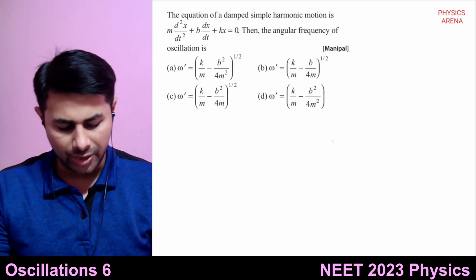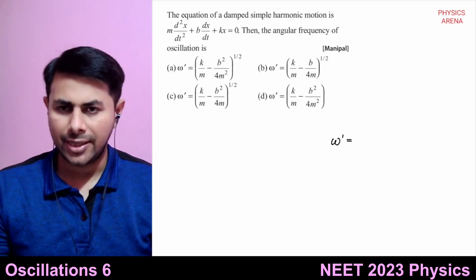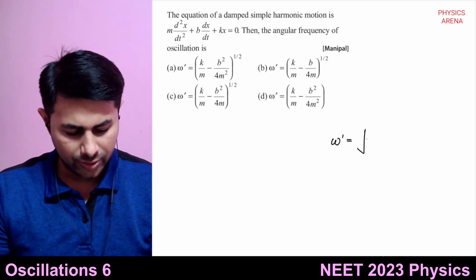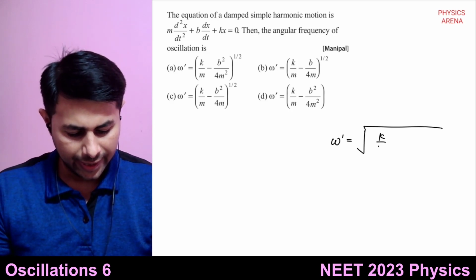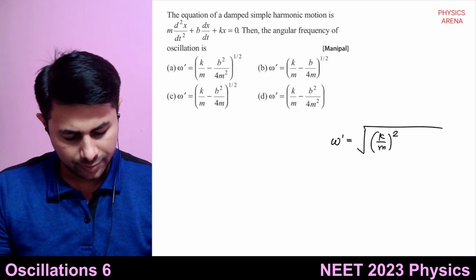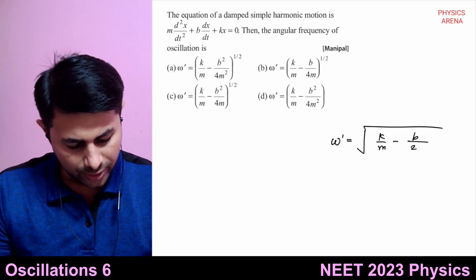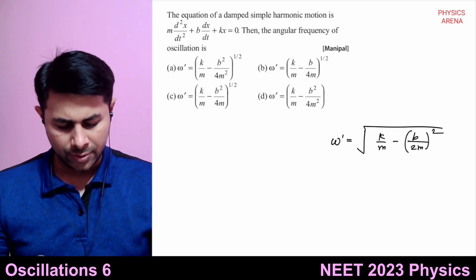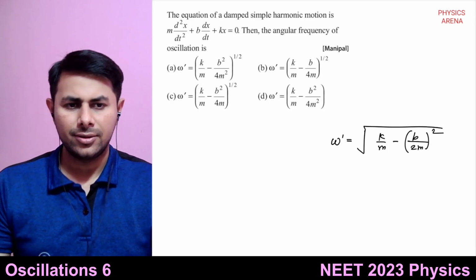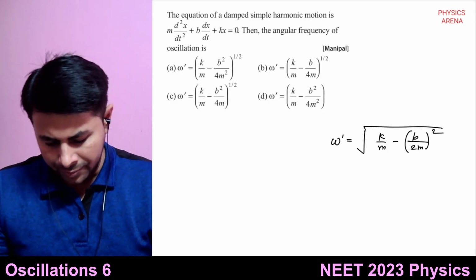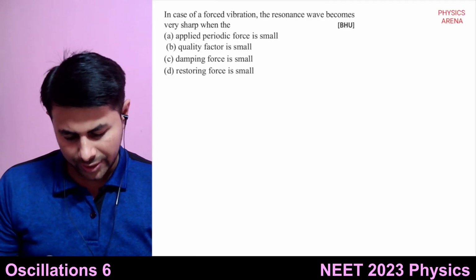Okay, this frequency we have to remember. Omega dash is equal to what? Square root of k by m square. Sorry, not k by m square. K by m minus b upon 2m square. Okay. So what's the answer? So option A, right? So let's see next question.